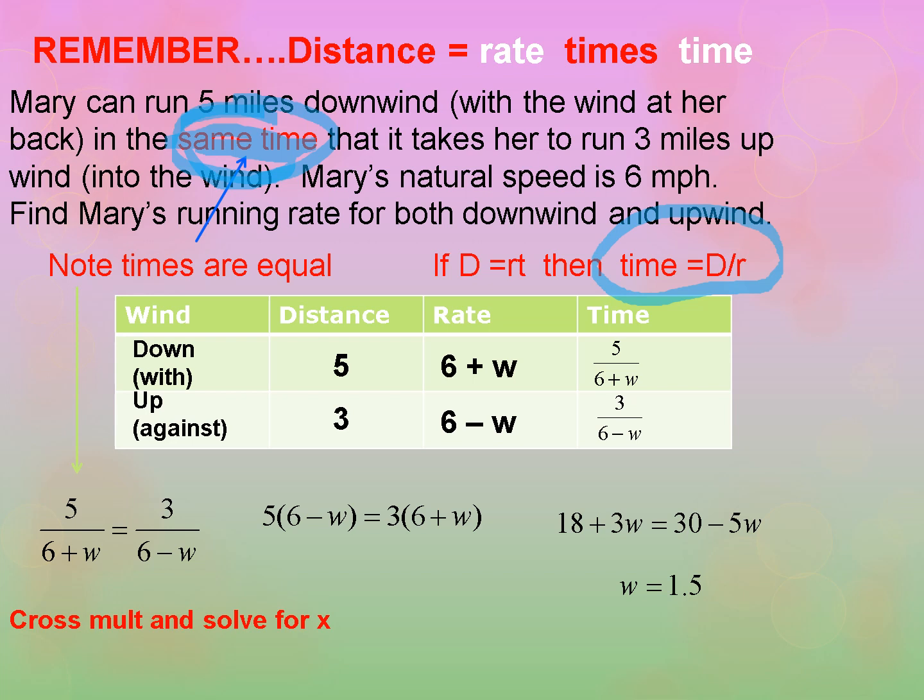But the question said, find her running rate for both downwind and upwind. Okay, so in this case, not X, W. W is representing the speed of the wind. So to find her downwind and upwind, we've got to plug that into the rate equation. So 6 minus 1.5 is 4.5. 6 plus 1.5 is 7.5. All right, so there's my 2 rates, and we're done.